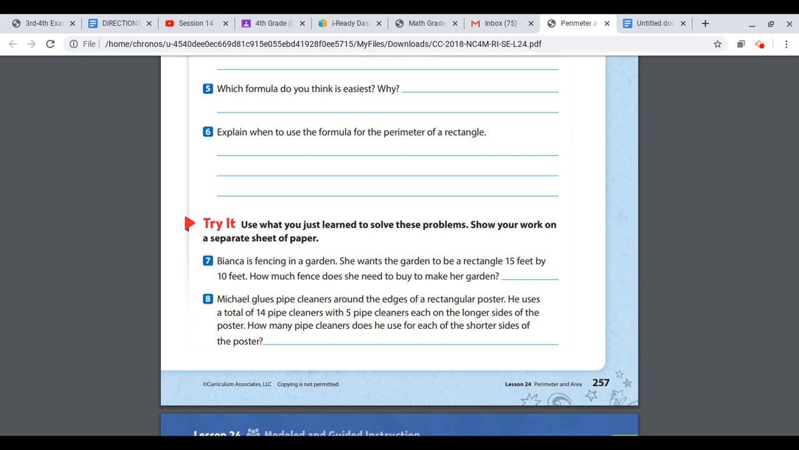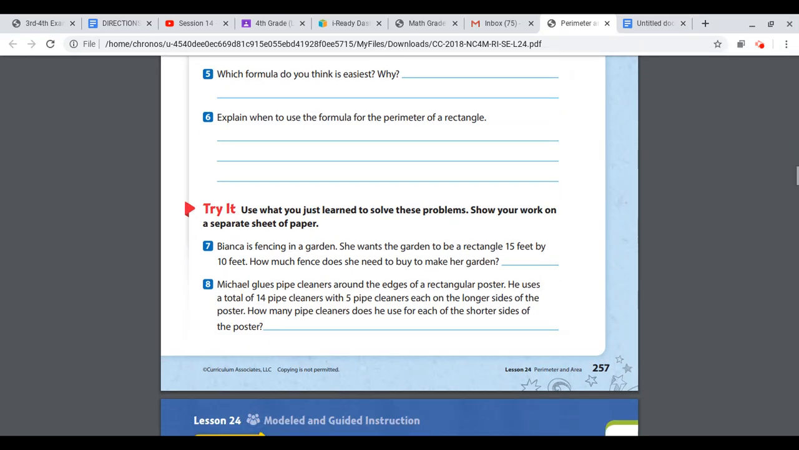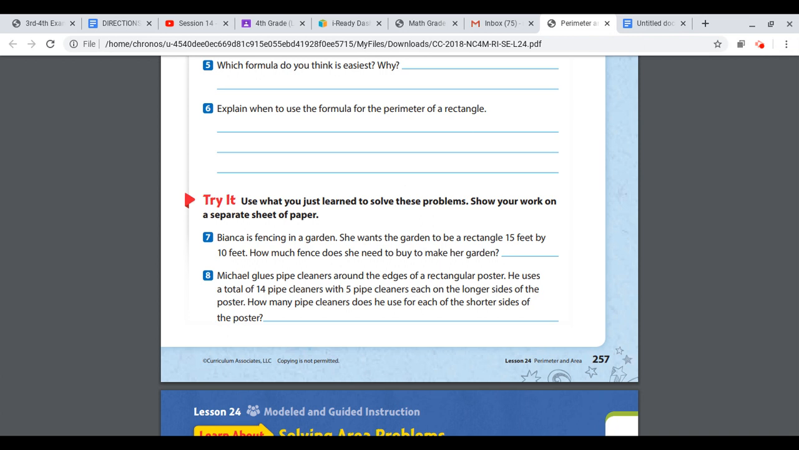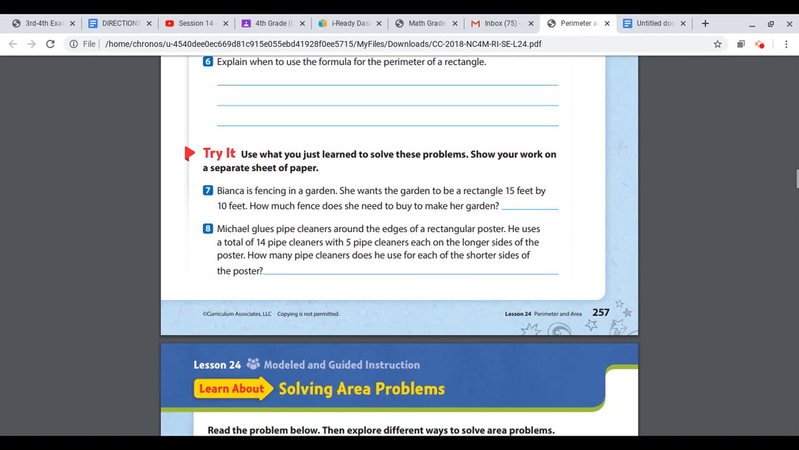It says Bianca is fencing in a garden. She wants the garden to be a rectangle, 15 feet by 10 feet. How much fence does she need to buy to make her garden? That one's pretty simple.